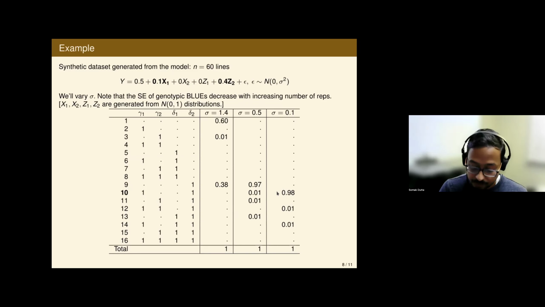Okay, so the takeaway message from here is that you won't be able to detect SNPs or genes with small effect size unless you have a lot of reps on the genes. Okay.